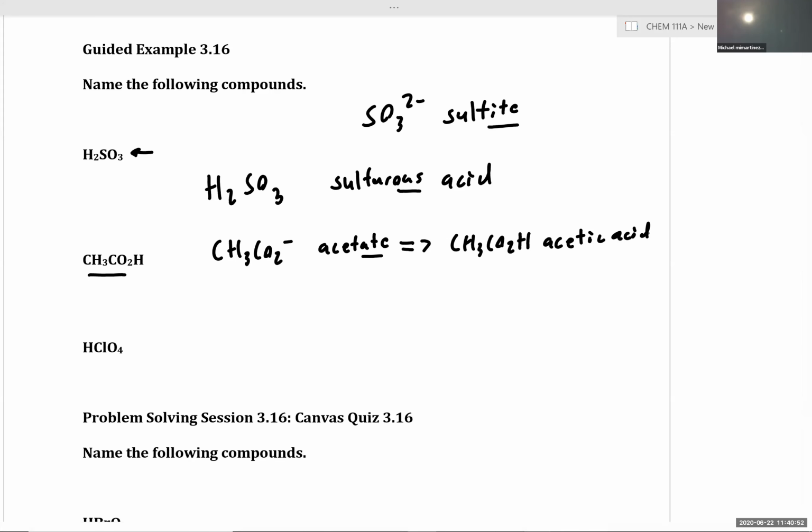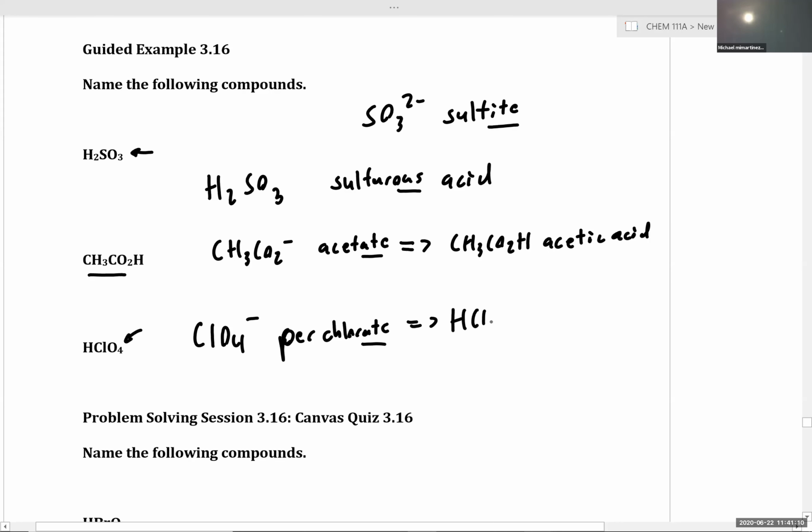Let's do another example. Again, we look at the polyatomic ion, in this case ClO4 minus. This is known as perchlorate. We have an ATE ending, so we replace it with IC. So HClO4 would be called perchloric acid. Do these examples make sense to everyone so far?